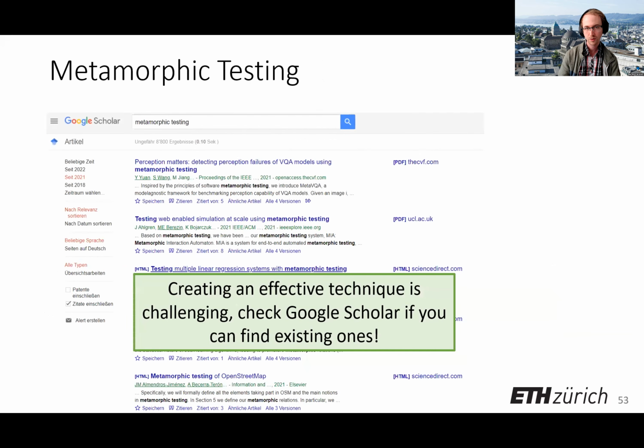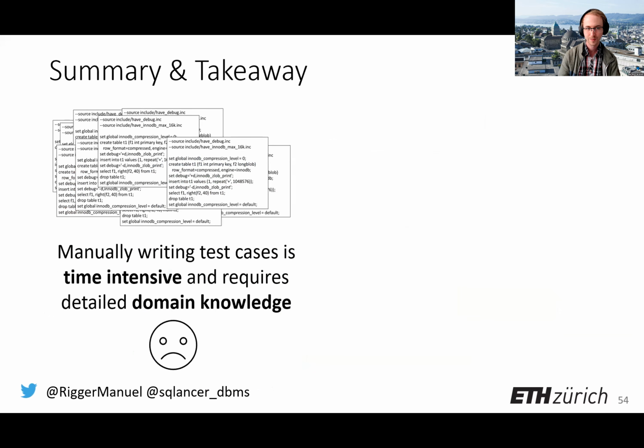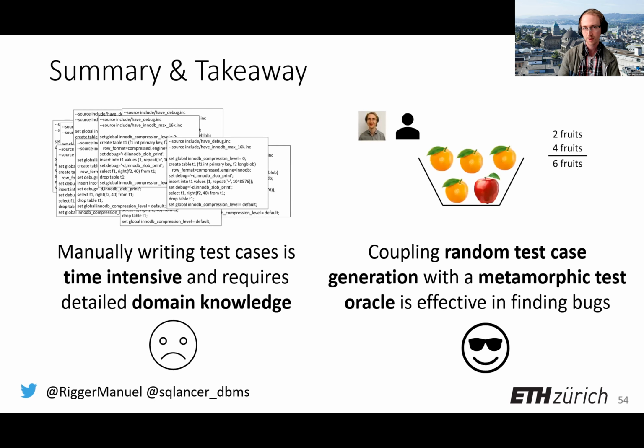Now, what you can do is you could try, of course, to come up with a metamorphic testing technique for your use case. But an alternative would also be to check if there are any already existing approaches, for example, by looking on Google Scholar. Yeah, and with that, let me summarize the takeaways. So manually writing test cases is time intensive and requires detailed domain knowledge. And you might actually face a similar problem in your work. So what we propose is to couple random test case generation with metamorphic testing, which turned out to effectively complement manually written test cases. With that, thank you for listening.